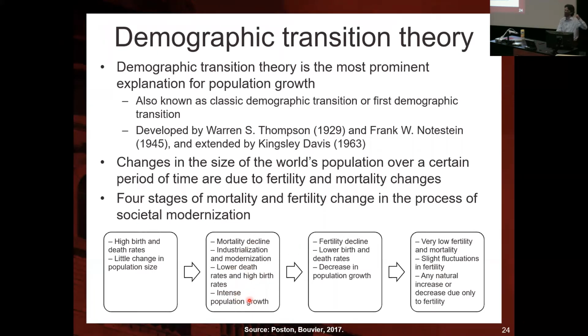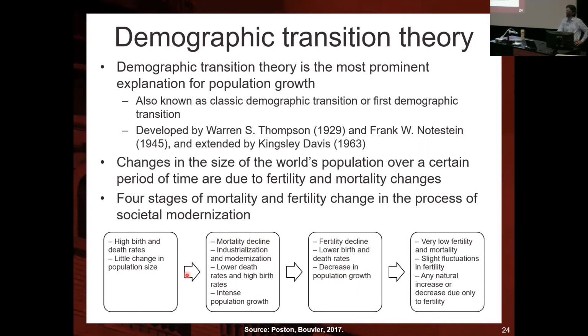But then afterwards, as people realize that they don't have to have as many children for them to survive to older ages, and with industrialization and modernization it starts to be more expensive to have a lot of children, fertility declines, and then you start to have lower birth and death rates. And you see a decrease in population growth.